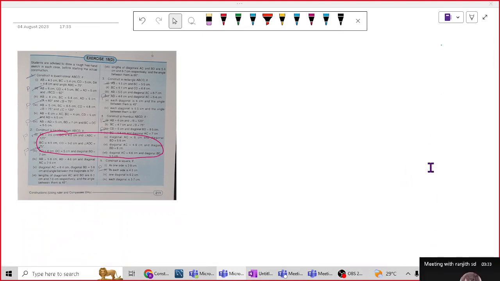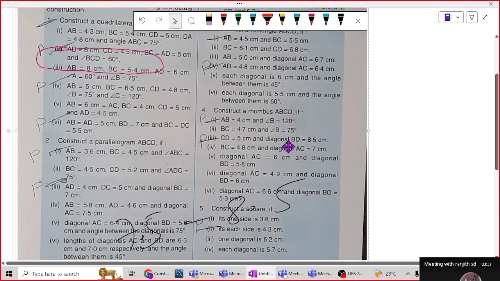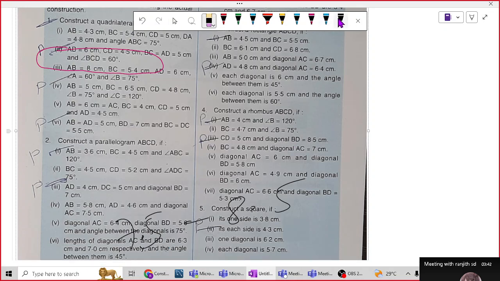Yes. Is it visible? Can you all see the screen? Can all of you see the screen? Yes, sir.